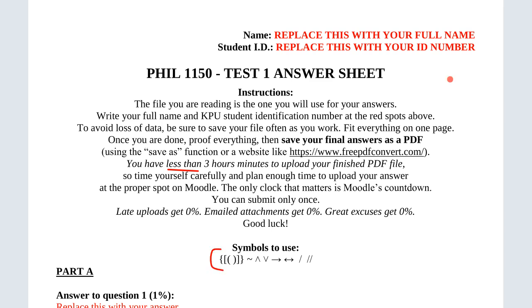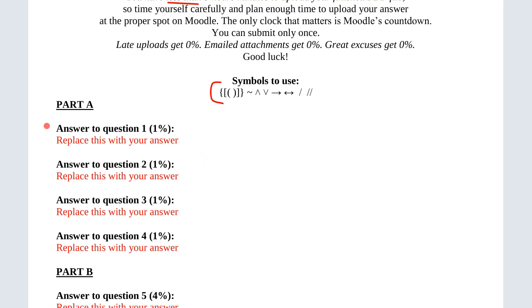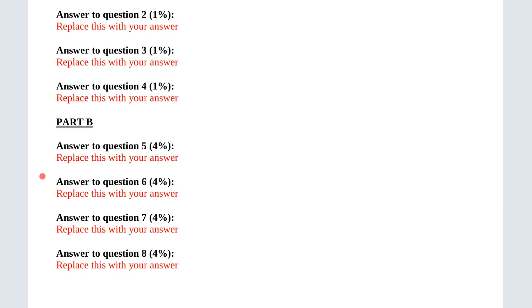And then what you do is you scroll down here. And remember a moment ago I said that part A had 4 questions, question 1, 2, 3, and 4. Well, you see here in red, replace this with your answer. That's it. It's really straightforward. And then you do that also for part B. It also has different questions, right? So replace this with your answer.